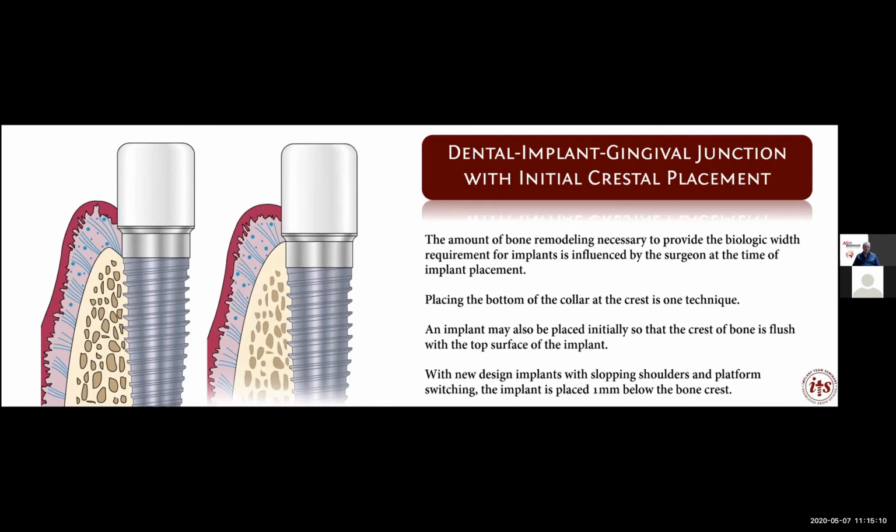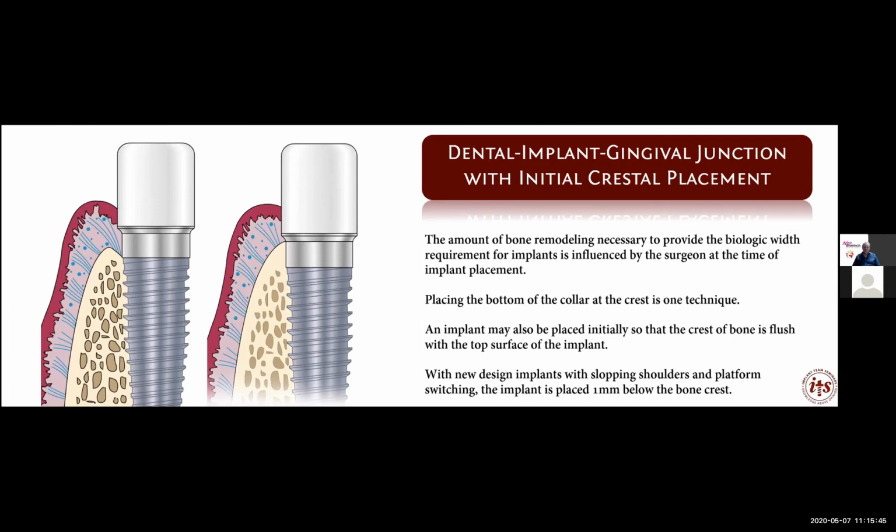With a natural tooth, the dentist would not place the margin of a crown restoration below the alveolar bone. If this were done, bone would resorb to a level below the crown margin, thus reestablishing the zone of biologic width. With a flat top collar implant, the amount of remodeling necessary to provide the biologic width requirement is influenced by the position of the implant relative to the alveolar bone.